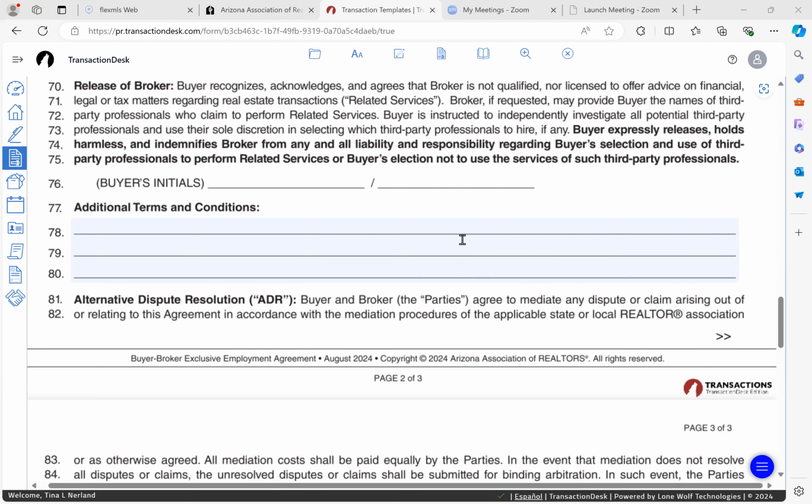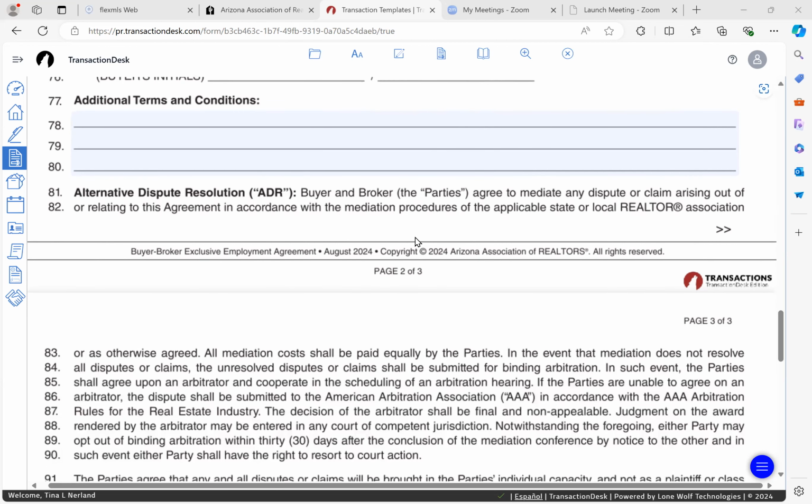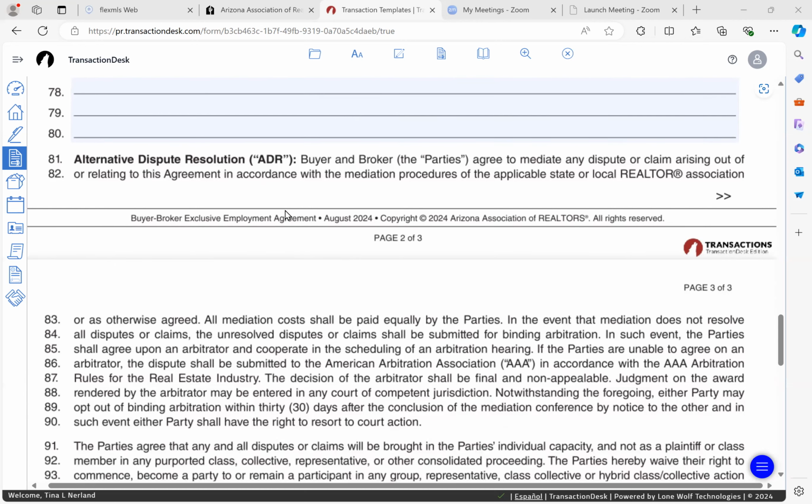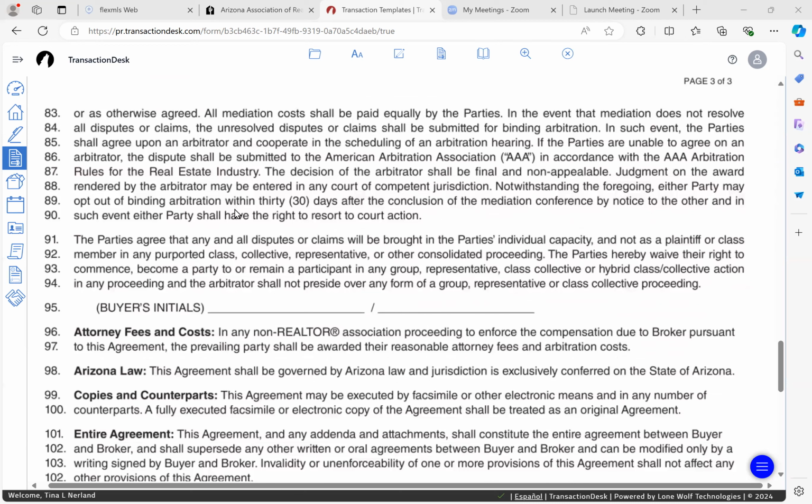Alternative dispute, that is the same as all others. So, it goes to mediation. And then if you don't agree, then it goes to the American Arbitration Association. Same process as always. The parties agree that any and all disputes or claims are brought in the party's individual capacity and not as a plaintiff or class member in any purported class, collective, representative, or any consolidated proceedings.